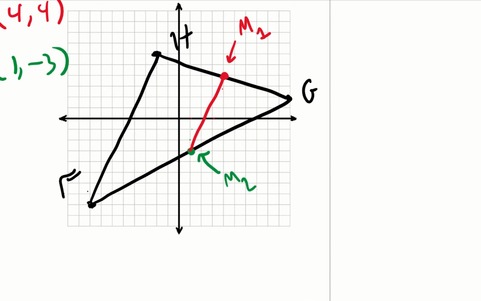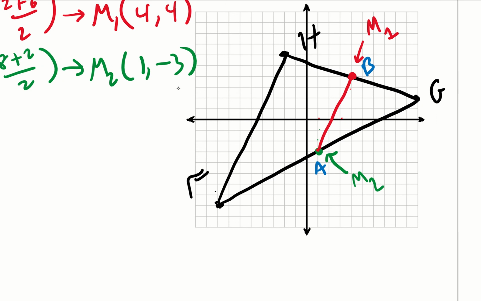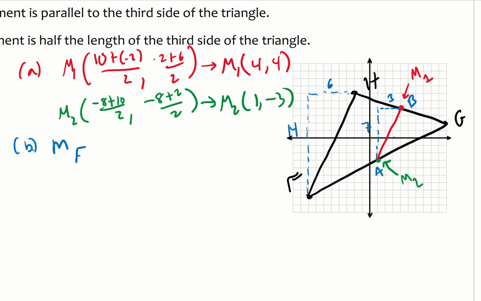So we need to do the slopes for FH, and we'll call this AB, okay? So let's do the rise and run. This looks to be a rise of 14. This looks to be a run of 6. For the AB, looks to be a rise of 7 and a run of 3. So let's go ahead and calculate the slopes here. The slope of FH is 14 over 6. The slope of AB is 7 over 3.